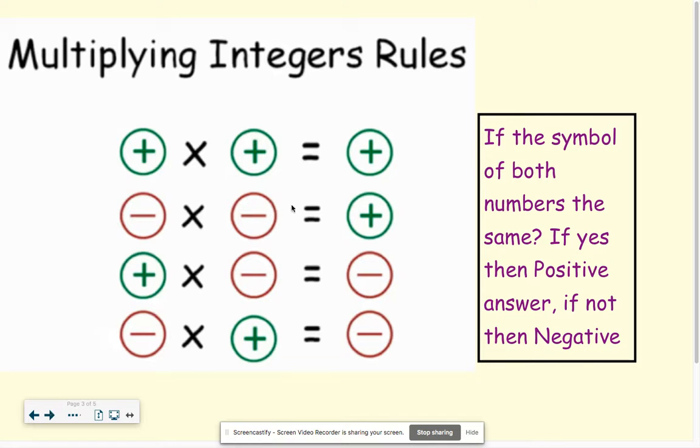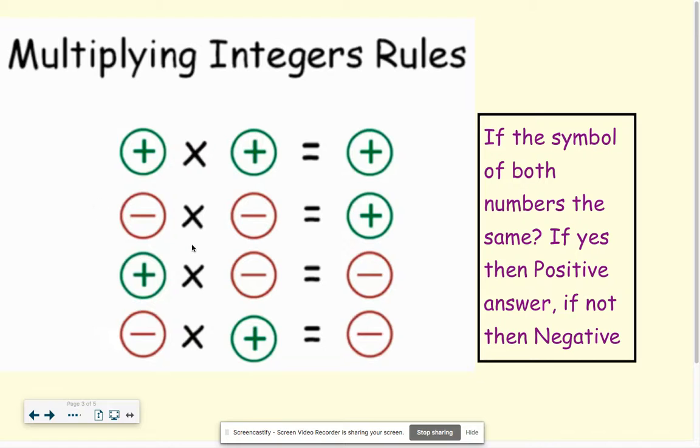So here are some rules that apply when you are multiplying integers. If you have a positive number times a positive number, you're going to get a positive answer. These are ones we've already been working on, so this shouldn't be a new type of situation. A positive number times a positive number, of course, gives you a positive answer.